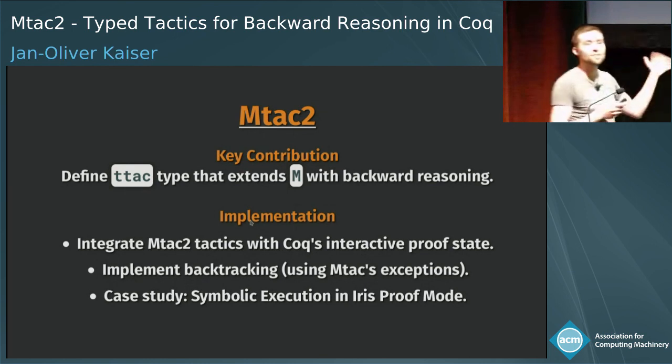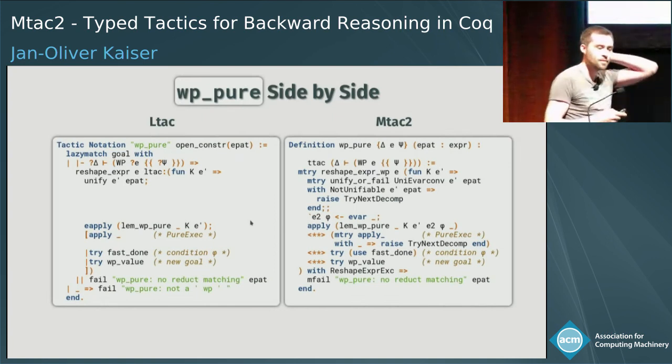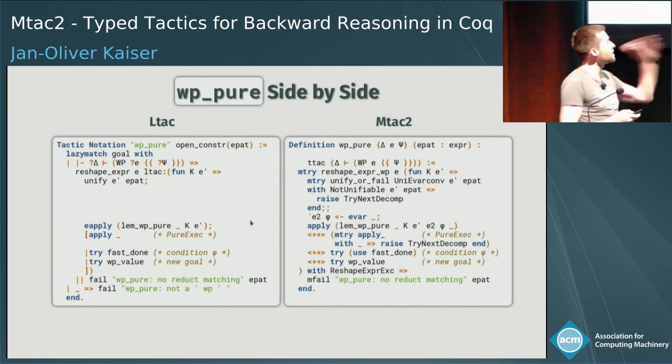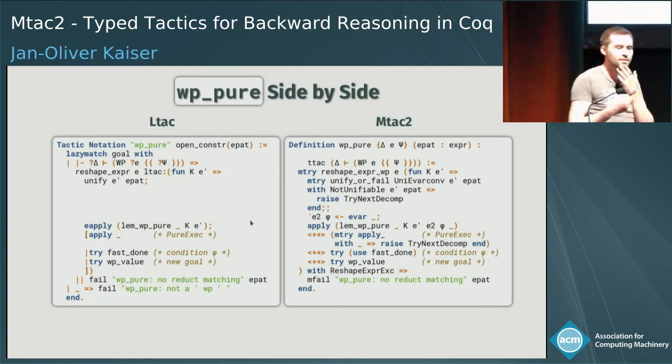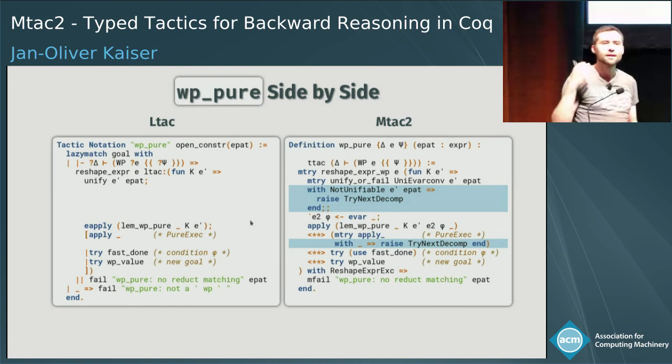Okay, let's look at a side-by-side comparison of the Ltac version of WP pure and the Mtac2 version. Superficially, they look kind of similar. You see that the Mtac2 version has a bit more noise in it, and of course some of that is due to the tracking of types and so on. But actually a large part of it is because we now have proper error handling, and we can write the tactic in exactly the way we want, such that it only backtracks in these two particular failure cases.